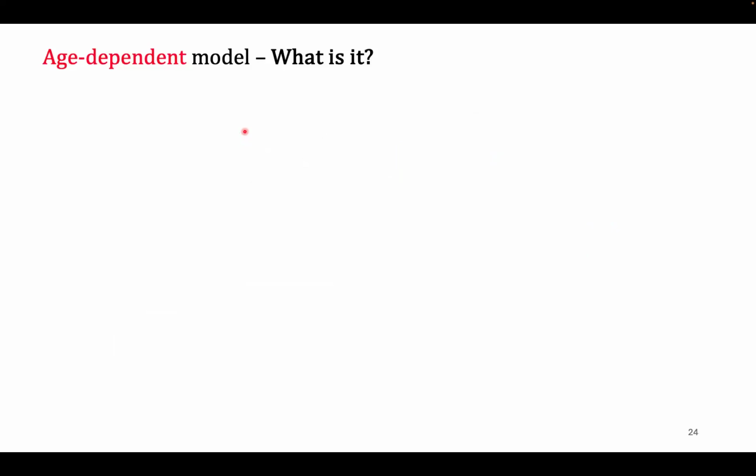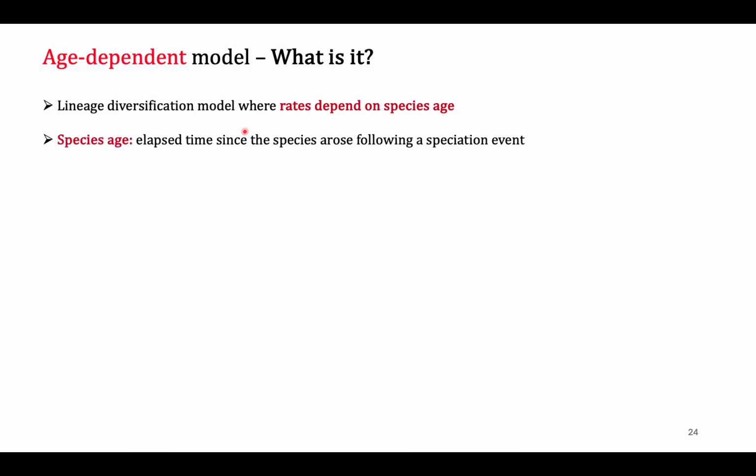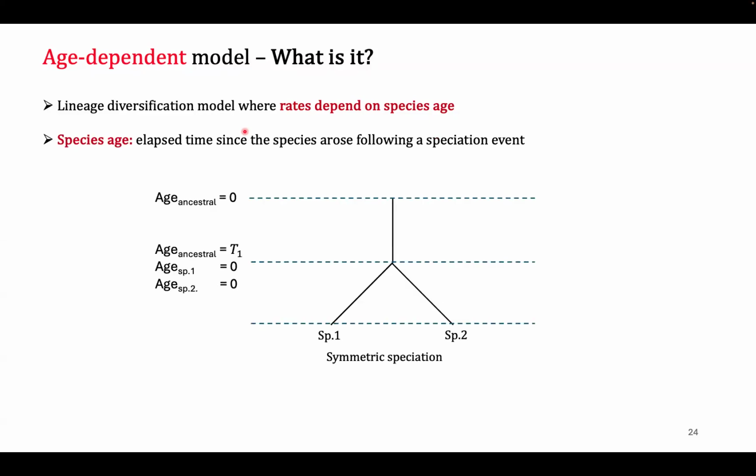So what is an age-dependent model? An age-dependent model is a lineage diversification model where rates depend on your species age. So your speciation rates and your extinction rates all depend on how old the species are. And the species age is defined as the elapsed time since the species arose until the next speciation event in your tree. So for example, here I can assign an age of 0 at the root, and then all the way up to T1 before it undergoes the speciation event.